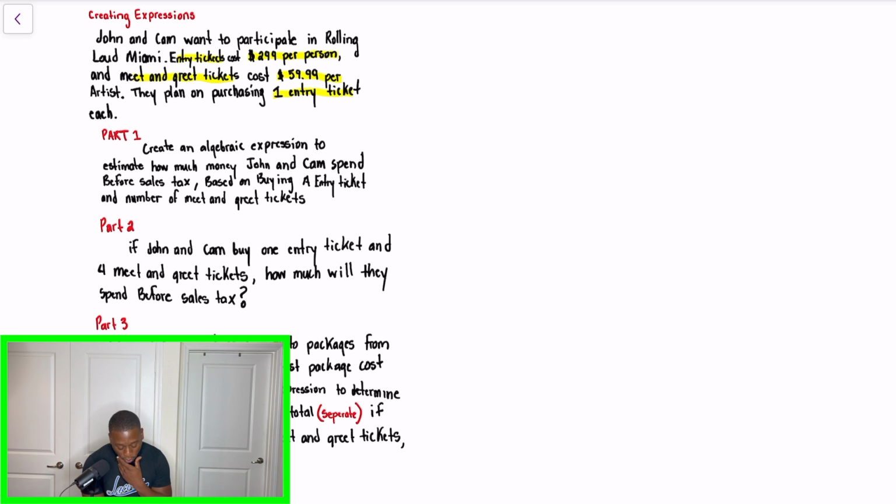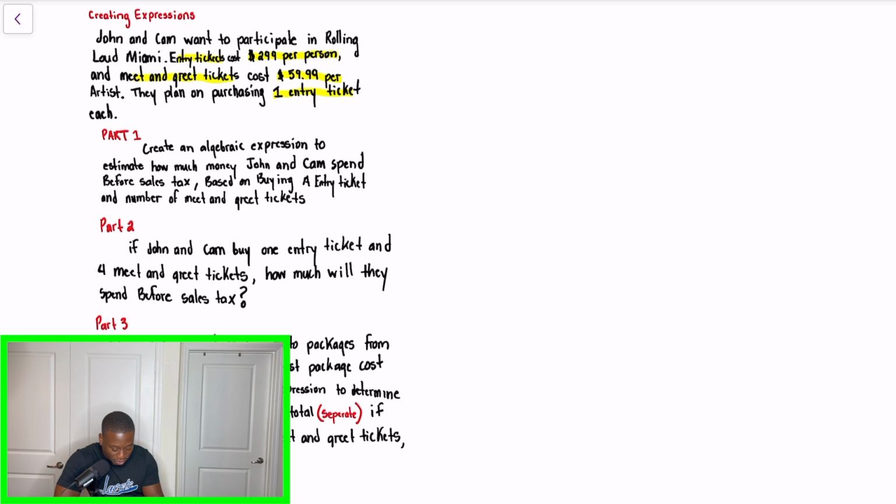Part 1 says to create an algebraic expression to estimate how much money John and Cam spend before sales tax based on buying an entry ticket and a number of meet and greet tickets. The first thing I want us to understand is that they're talking about how much they will spend separately. We're not talking about combined. So we're going to create an expression, and the biggest thing about creating expressions is that expressions do not have equal signs.